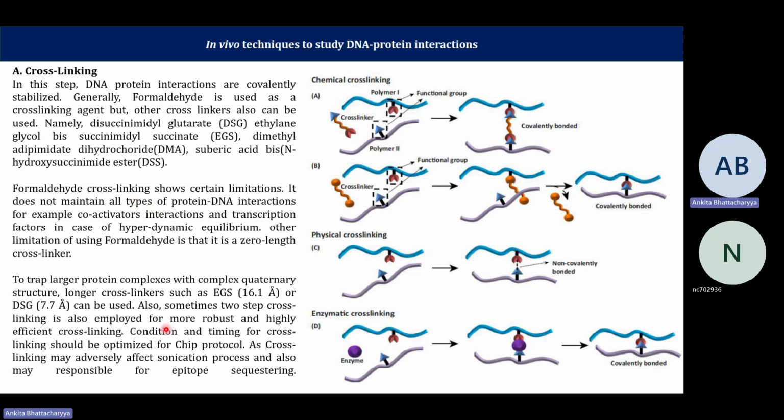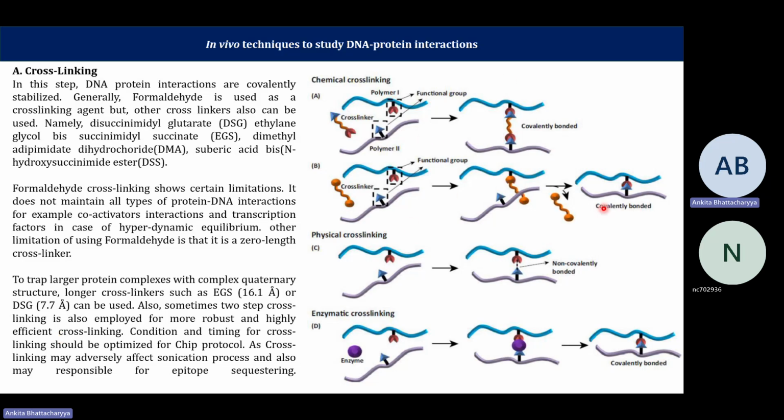So in that case, you have to opt for longer cross-linkers like EGS or DSG, and the dimensions that they are able to capture have also been mentioned here. Sometimes you also can do two-step cross-linking for more robust cross-linking as well.